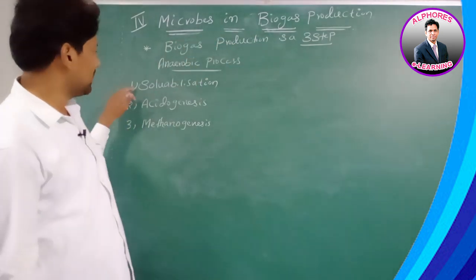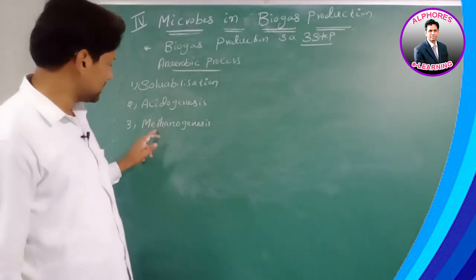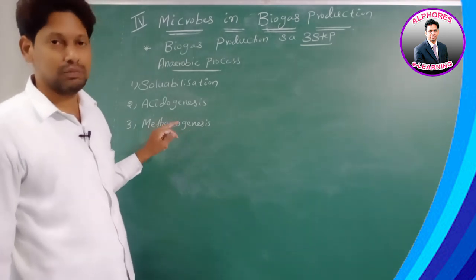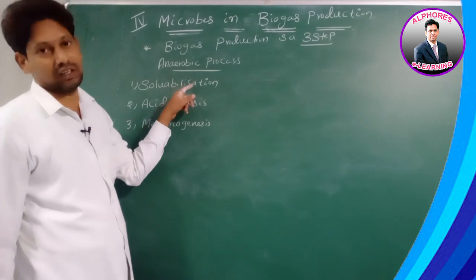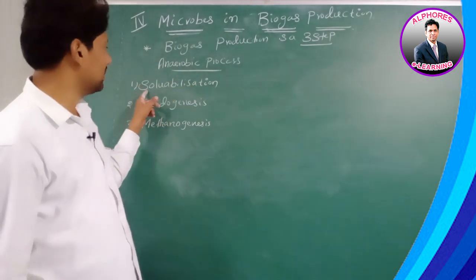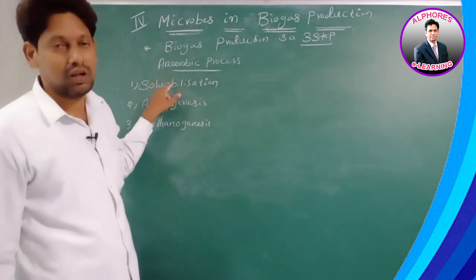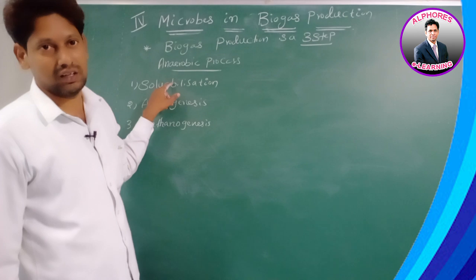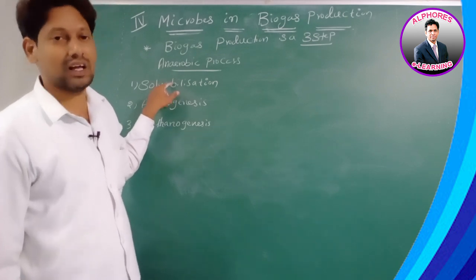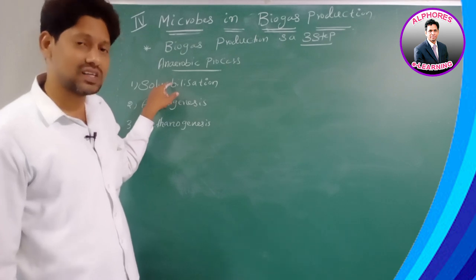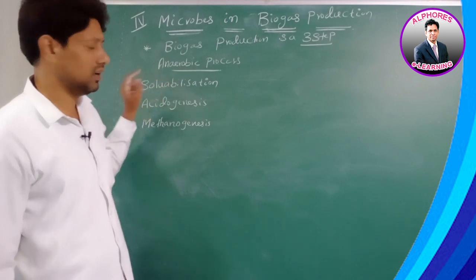Biogas production involves how many steps? Three steps. What are they? Solubilization, acidogenesis, and methanogenesis. Go for the first step, solubilization. The name itself indicates soluble. During solubilization, polysaccharides are converted into their monomers.